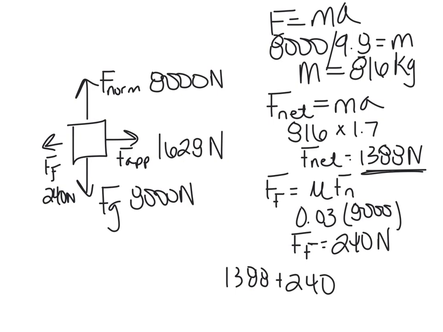So when you go back and look just at your diagram and double check that it equals your net force, the 8,000s cancel each other out, and then 1628 minus the 240 would give you that total of 1388 to the right for your net force.